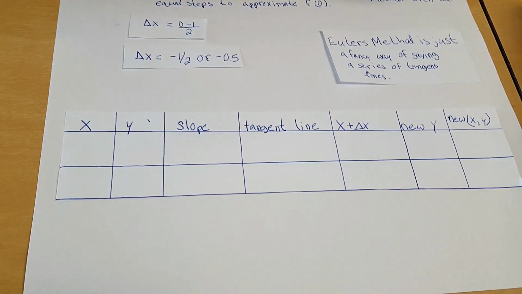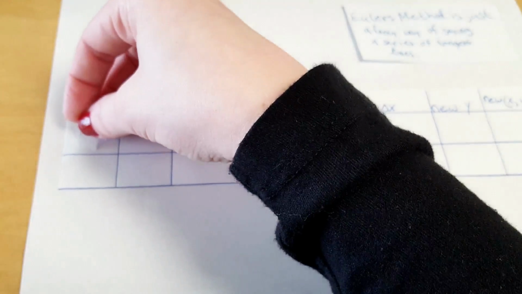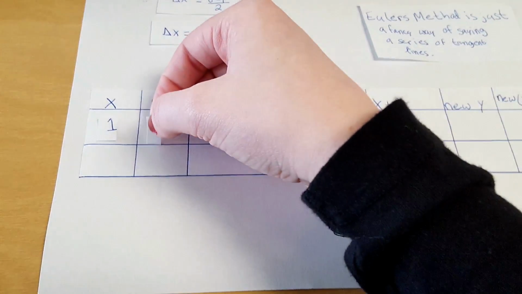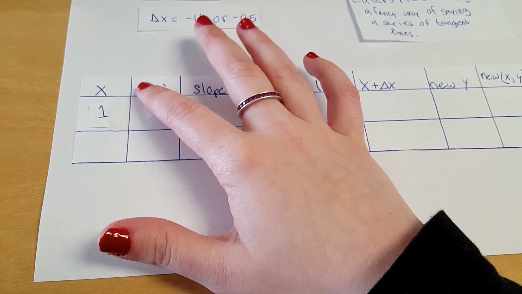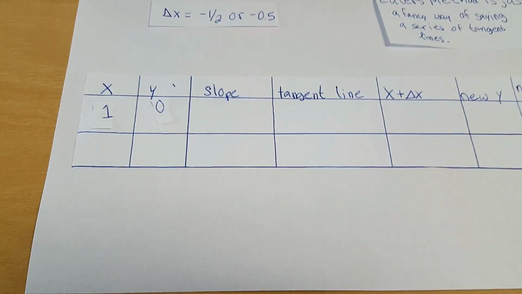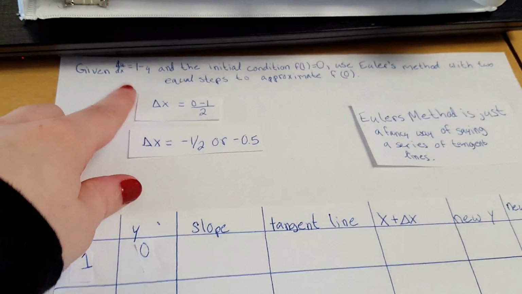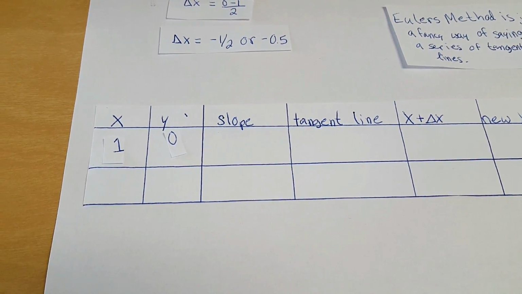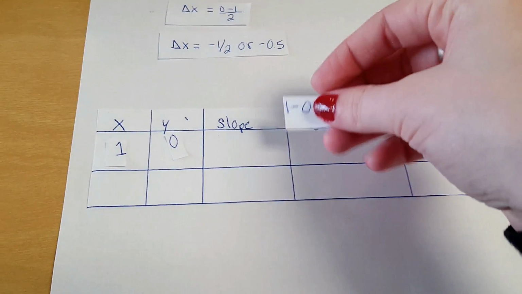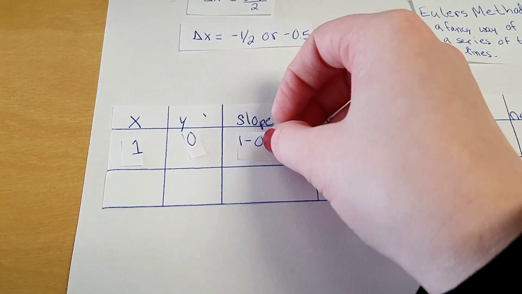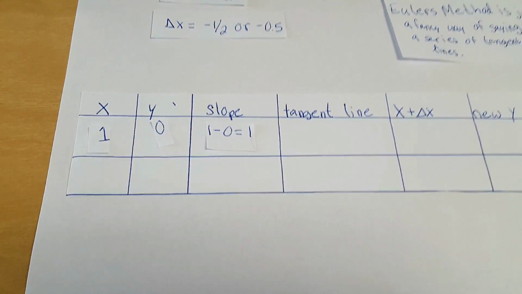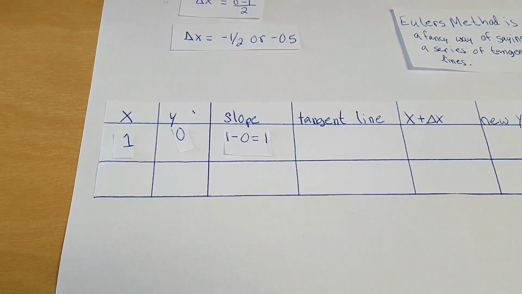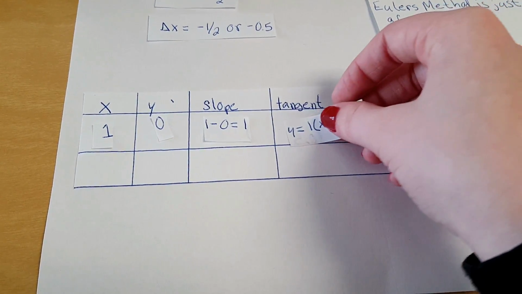So it tells us that our initial x value is 1, and the initial y value is 0. Then our slope is dy/dx, so 1 minus y, which is 1 minus 0, which equals 1. And the tangent line is y equals 1 times x minus 1 plus 0 in point slope form.